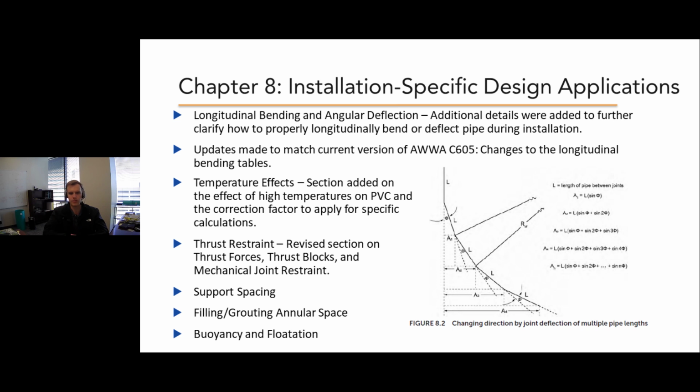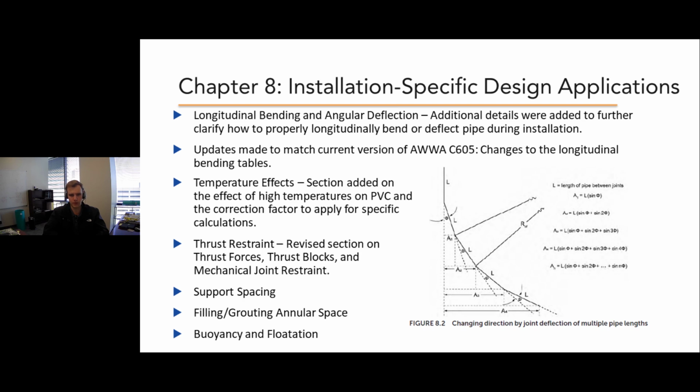So that's really just been updated to match C605. And I'll note that requirement or stipulation is different for PVCO because of the thinner wall. It takes less force to bend the same sizes and pressure classes as for PVC. So that is slightly different, and we'll get into that in the PVCO chapter. A section on temperature effects was added for derating factors, for correction factors, for specific calculations. This is mainly a consideration during installation and during bending, because that changes the forces required during bending.